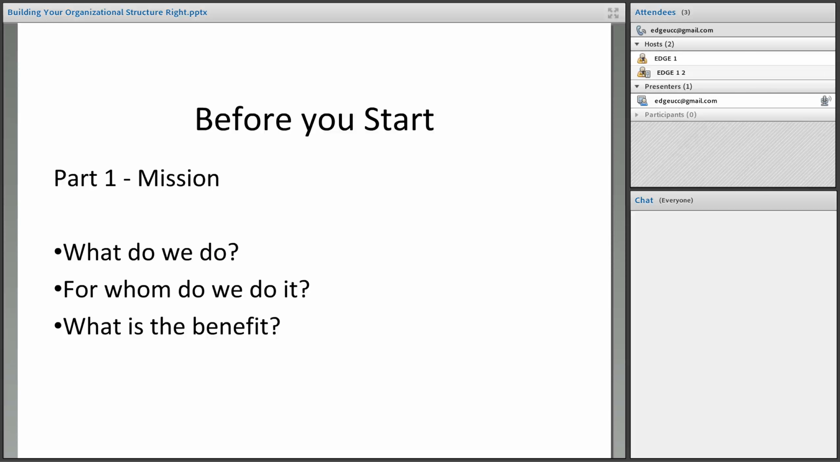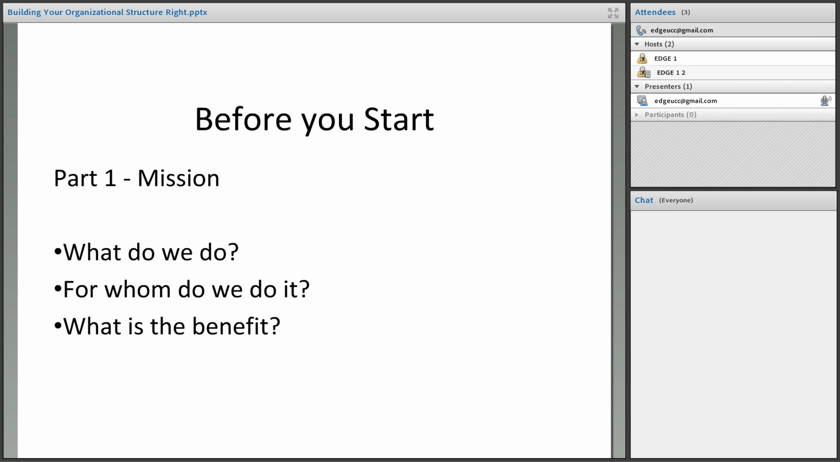So before we start, though, there are a couple of other things that you actually have to have established so that you can make sure that you are defining the roles and they come on board well too.